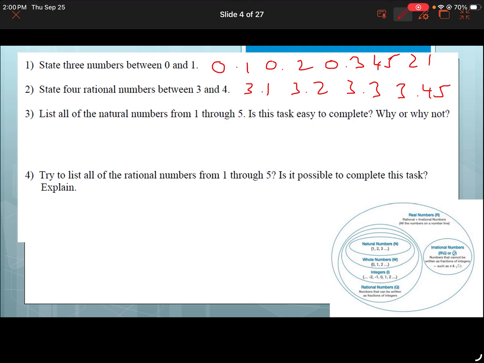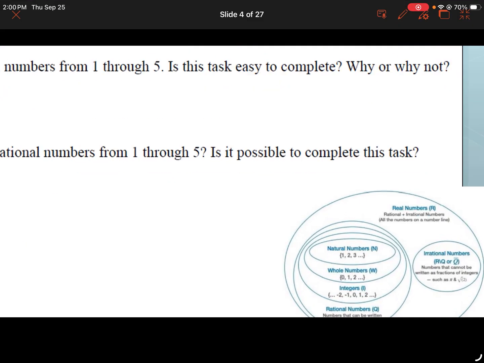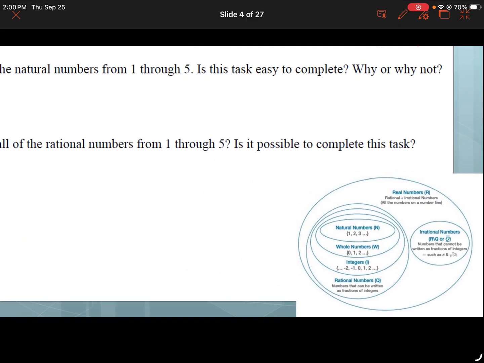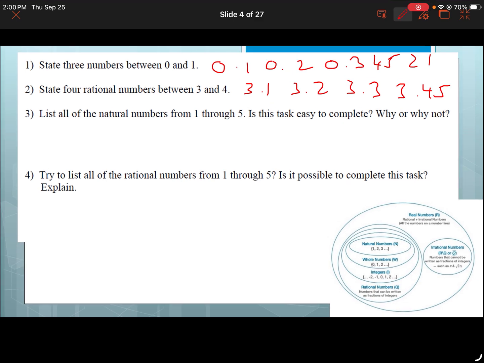And the reason these are all rational is because 3.1 is 31 over 10, right? 3.2 is 32 over 10, etc., etc. List all natural numbers from 1 to 5. All natural numbers, that's very easy, I think, because if you remember here, natural numbers go 1, 2, 3, and then it goes up in ones. So is that easy from 1 to 5? I think it is. 1, 2, 3, 4, 5. And is this an easy task to complete? Yes. Why? Well, because I can do it. It's only 5 numbers, right?